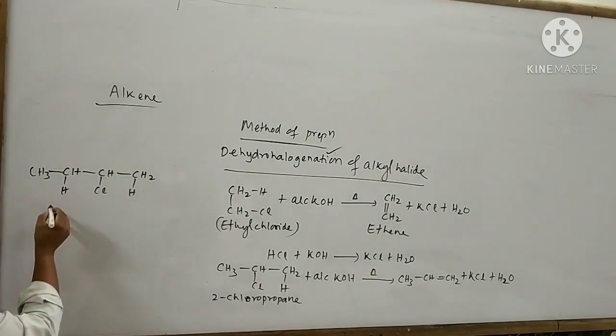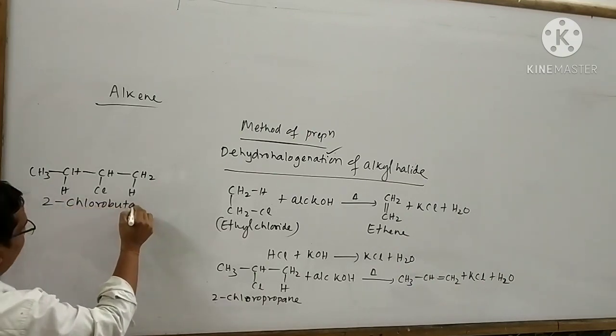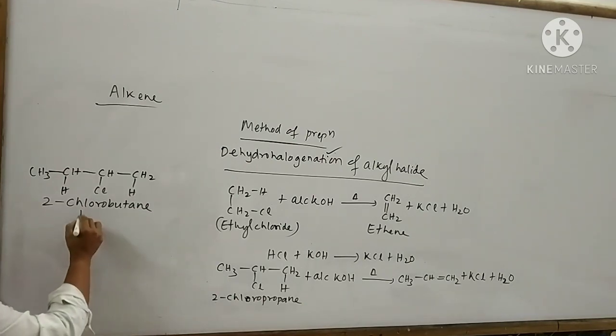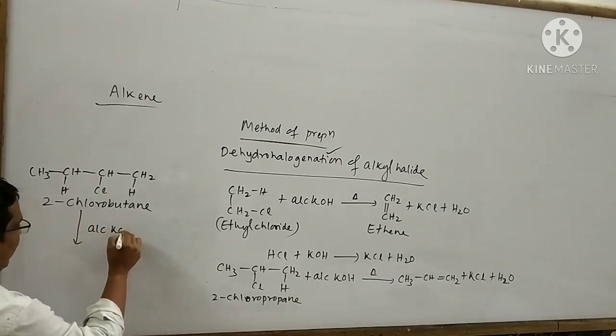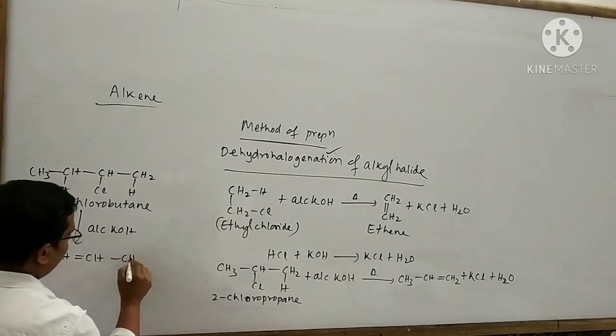Similarly, take another example: CH3 bond CH bond H bond CH bond Cl bond CH2 bond H. The name of this reactant is 2-chlorobutane. When 2-chlorobutane is subjected to reaction with the alkali KOH, then an HCl molecule is formed. The HCl molecule again reacts with the KOH, giving KCl and a water molecule. By applying Saytzeff's rule, we can write two types of product. One is CH3 bond CH double bond CH bond CH3.